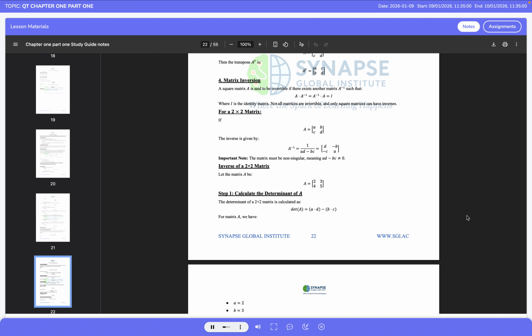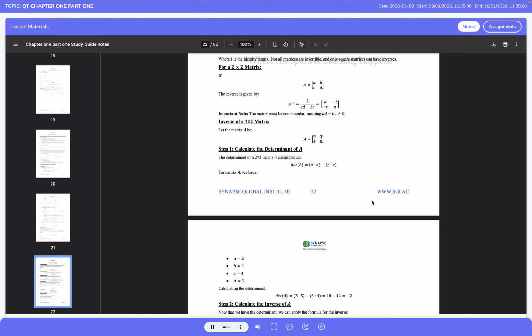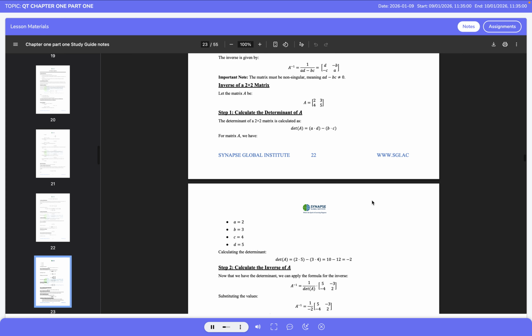For 3 by 3 matrices, the process is more involved. The determinant is calculated using the formula A multiplied by EI minus FH, minus B multiplied by DI minus FG, plus C multiplied by DH minus EG. Once the determinant is found, the adjoint of the matrix is calculated by forming the cofactor matrix and then transposing it. The inverse is then obtained by multiplying the adjoint by 1 divided by the determinant. Although the procedure is longer, the underlying logic remains the same, and it is particularly important in solving larger systems of equations.